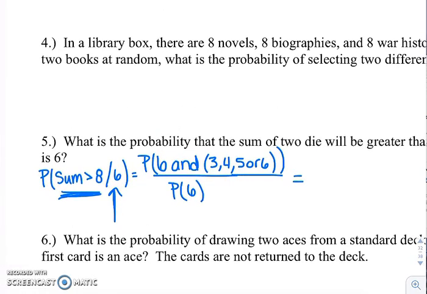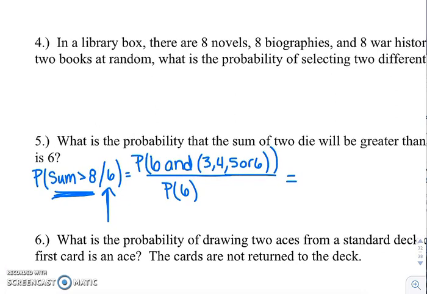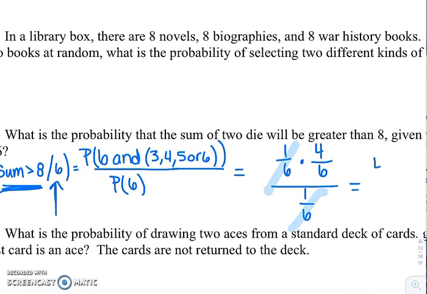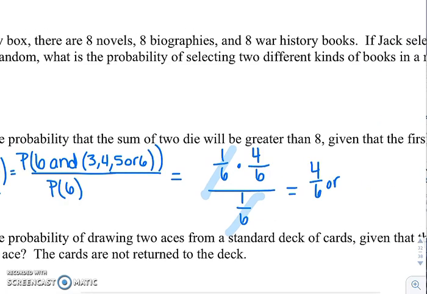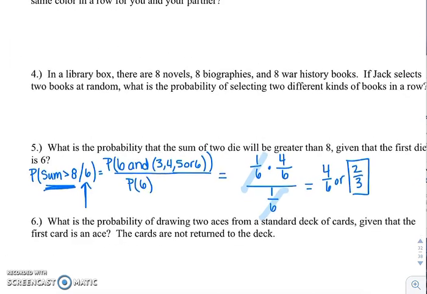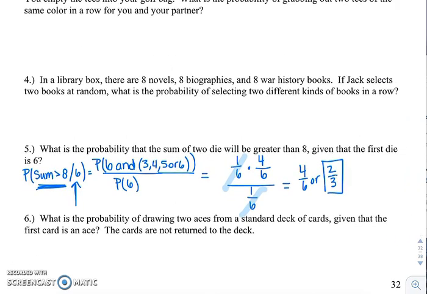So now let's do it with numbers. So the probability of a 6 is 1 out of 6 times a 3, 4, 5, or 6 on the second one is 4 out of 6. And we said the probability of a 6 on that first thing is 1/6. So what happens is these guys kind of cancel out, and we're left with 4/6 or 2/3. Is the probability of rolling a 6 first and then getting a number to get a sum greater than 8 on that second die.